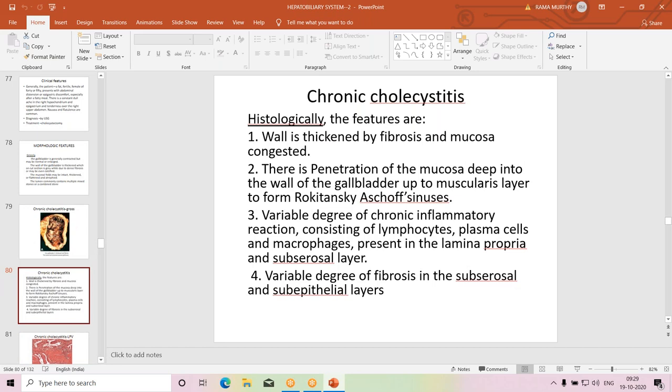And histologically, if you take a section from the gallbladder wall and examine it microscopically, the wall is thickened by fibrosis, the mucosa is congested, and there is penetration of mucosa deep into the wall of the gallbladder up to the muscular layer to form Rokitansky-Aschoff sinuses. I will show that picture.